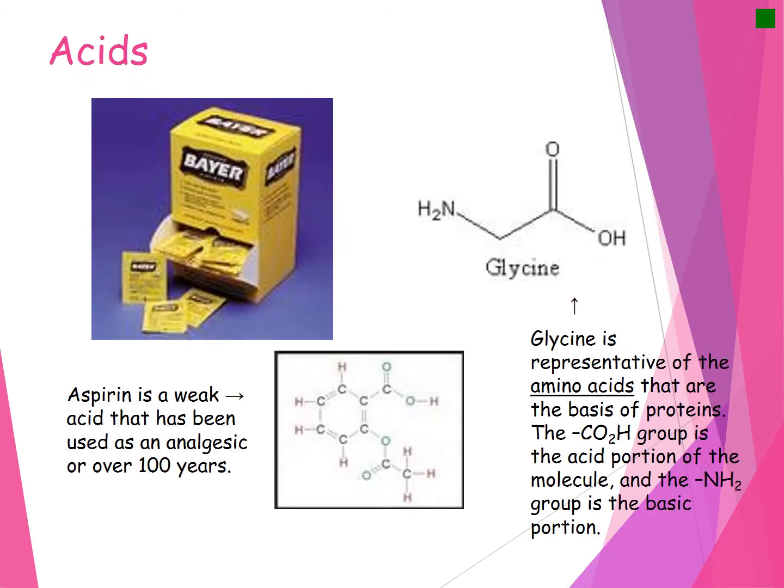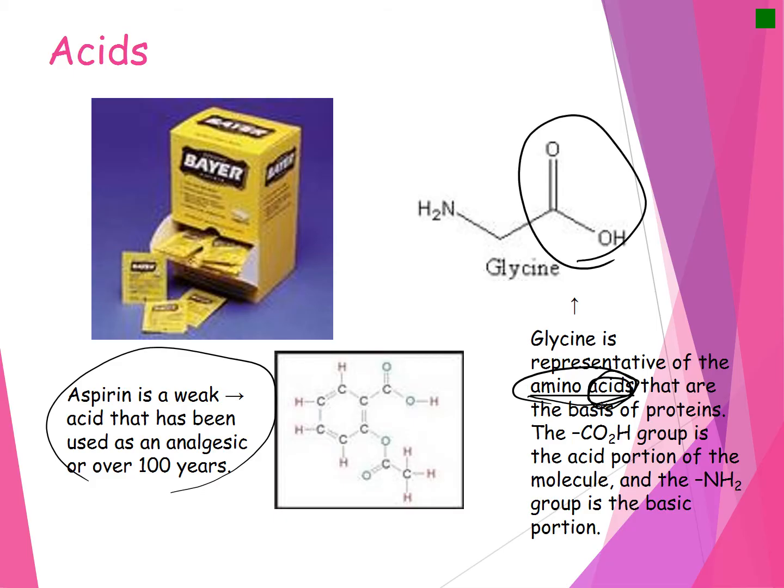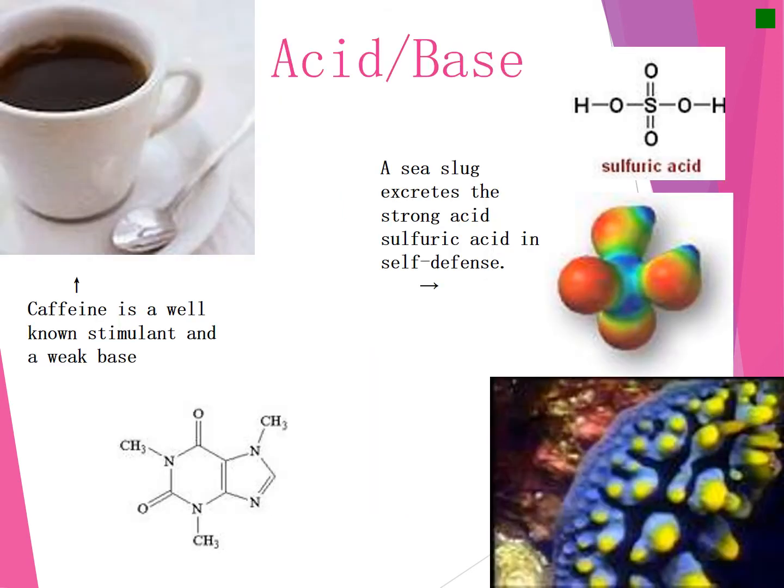We also have aspirin, which is a weak acid. You have glycine, which is an amino acid. What's cool about glycine and all these other amino acids is that it's an acid, so it's got this acidic group right here, but it also has an amine group, which is a basic group. So it's both basic and acidic at the same time.